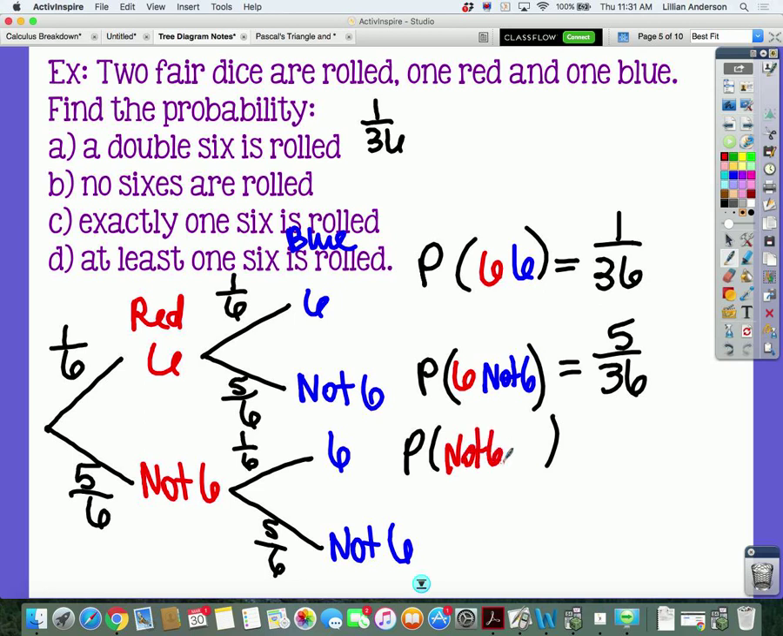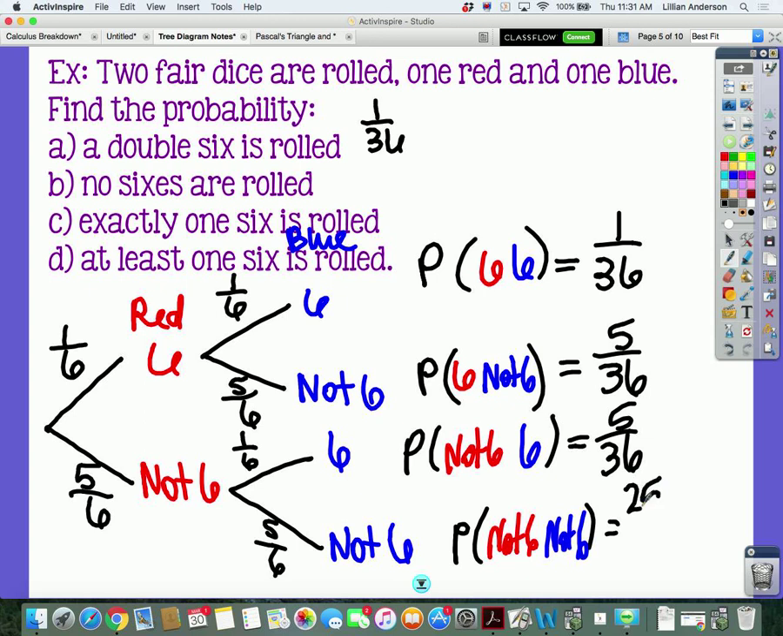You could have not a 6 on the red die and then a blue 6. What's that probability? Still multiplying along the branches. And then my last would be not a 6 and then not a 6. What is that? 25 out of 36. You just multiply along the branches.